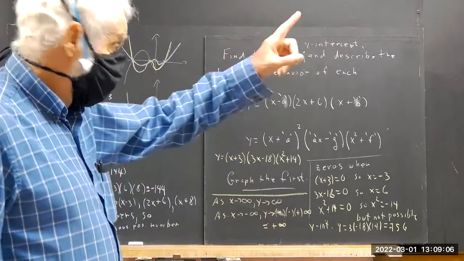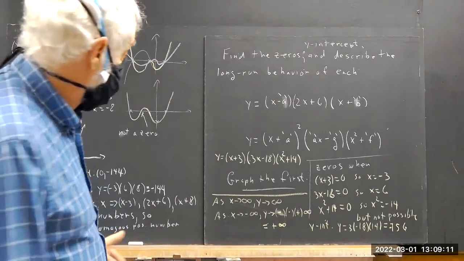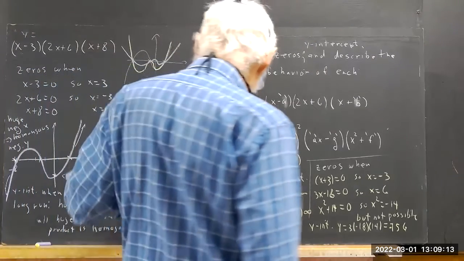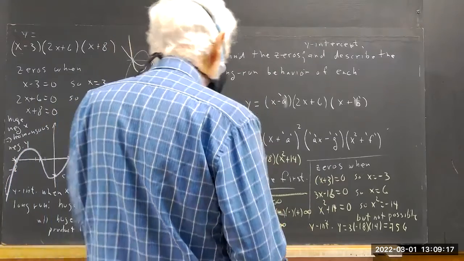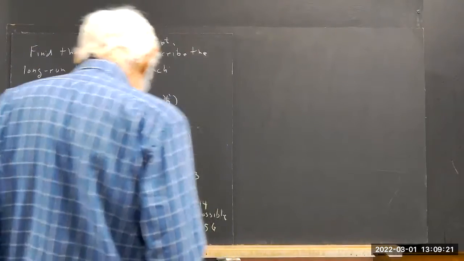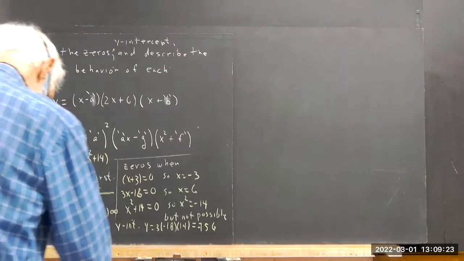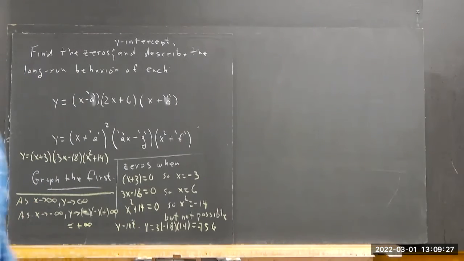So that means it goes up as you go to the right, and it goes up as you go to the left. Let's see how the graph of this thing turns out. Well, actually, let me ask you to take this information and sketch the graph.